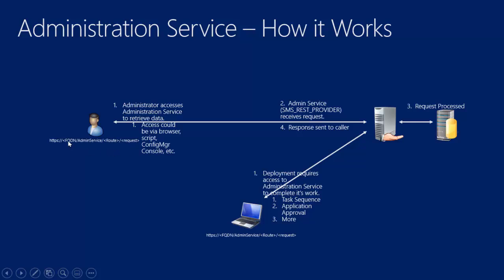So you would provide the FQDN name of your server. Now, certainly if you're on the server, you can use localhost, but if not, you'll provide the FQDN of your provider server, the one hosting the admin service, then AdminService, and then provide the route. That's either going to be wmi or v1. And by the way, these are case sensitive, right? Be aware. And then submit the request.